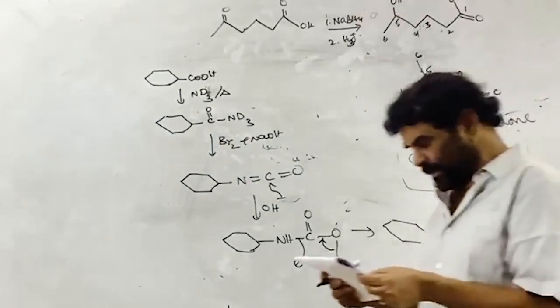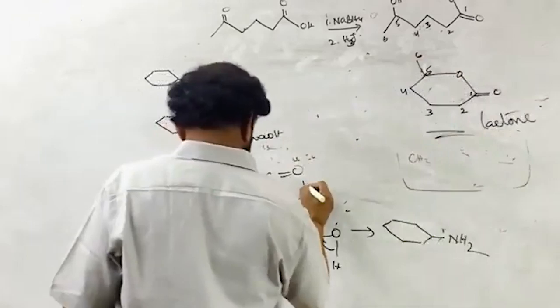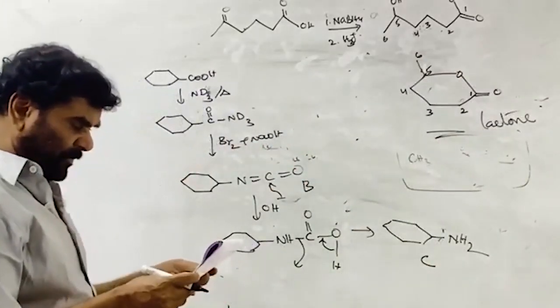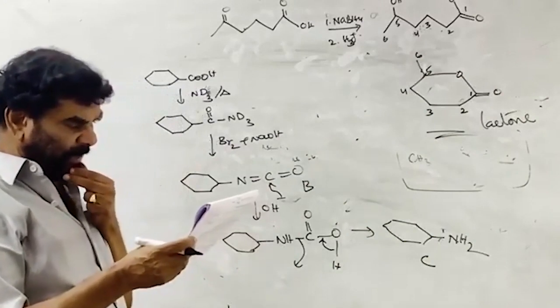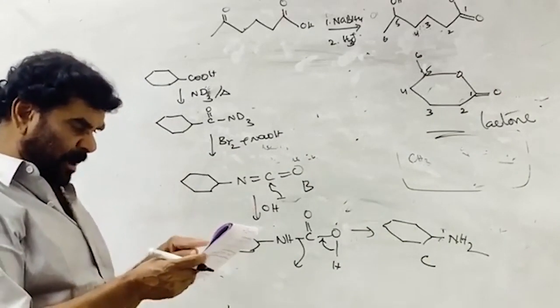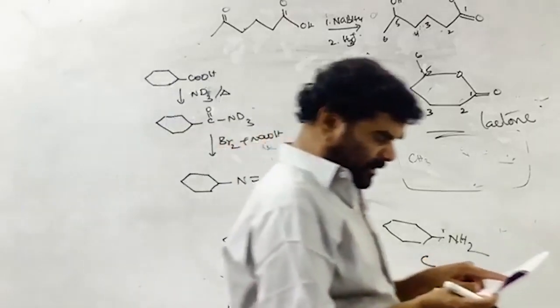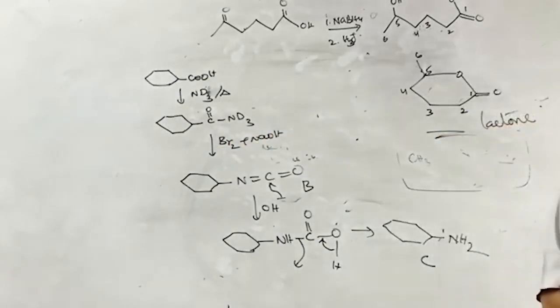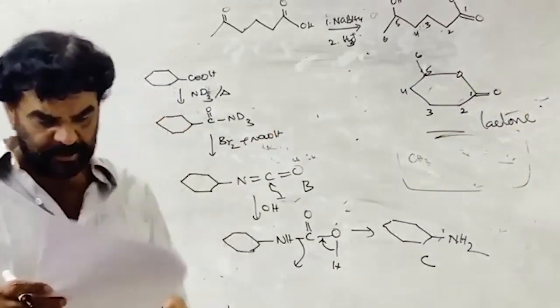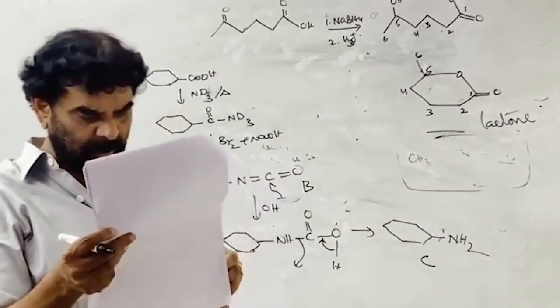What is he asking? What is B? B is this. What is C? C is this, the final product. He is asking for B and C. Where is it? So that is B. Option B is correct. Cyclohexyl isocyanate and cyclohexanamine are the products of the reaction. So B is the correct option.